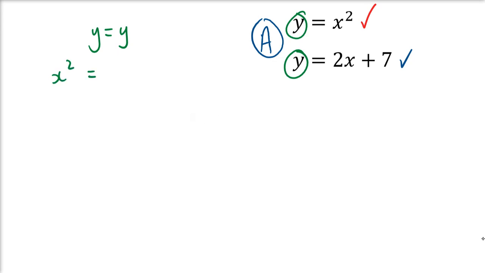which means we can write down x squared is the same as 2x plus 7. That there forms a quadratic equation. If we've got a quadratic equation, what do we do? We make it equal 0. Once it equals 0, we could factorize, complete the square, or use the quadratic formula.